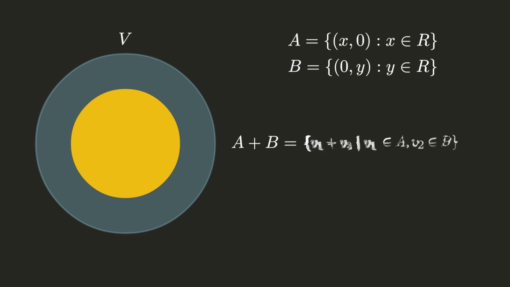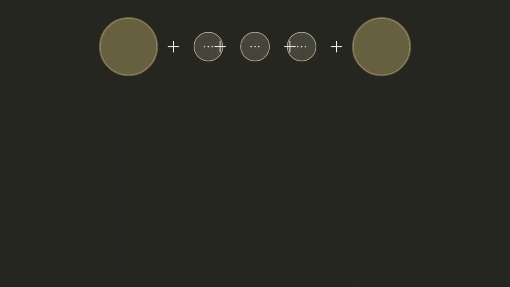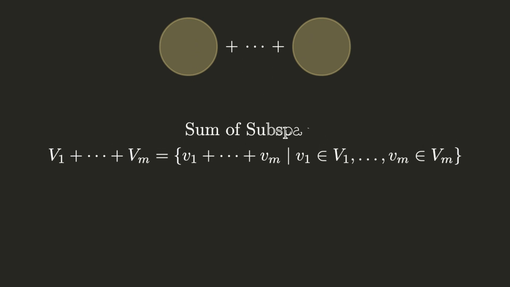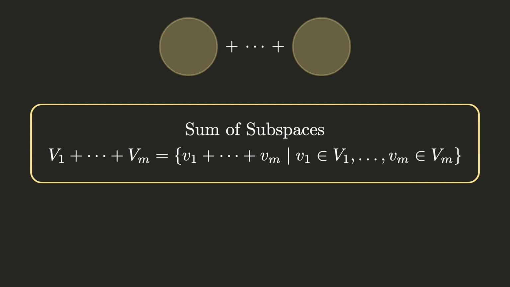Now let's generalize this idea and formally define the sum of subspaces. Suppose we have M subspaces. Then the sum of them is defined as taking a vector from each subspace, then the set containing all the combinations of the vector sums is the sum of the subspaces. That's a definition right there.